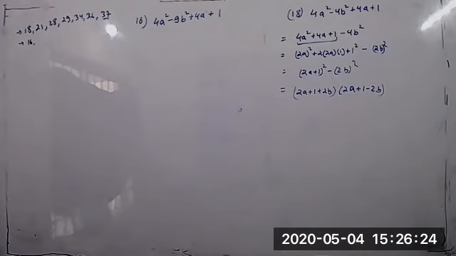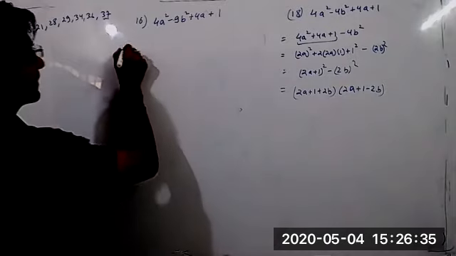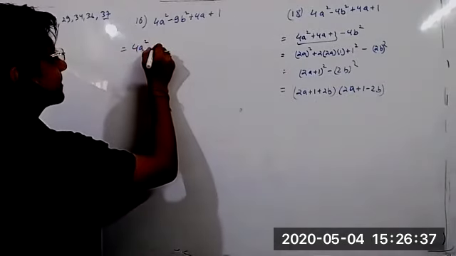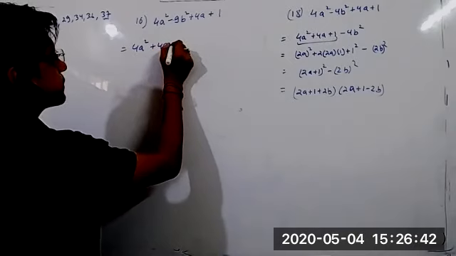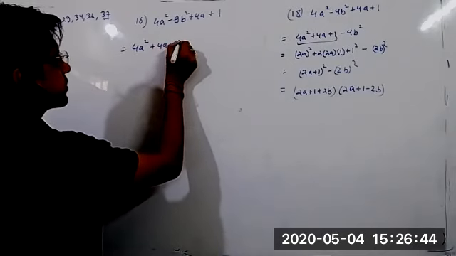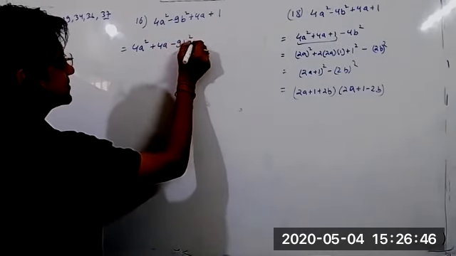Aristan, sir, can you solve this question? Okay. So first we have to rearrange. 4a square plus 4a minus 9b square plus 1. Okay.